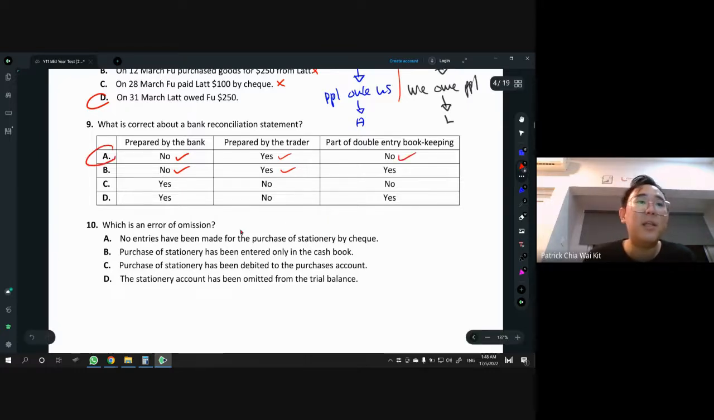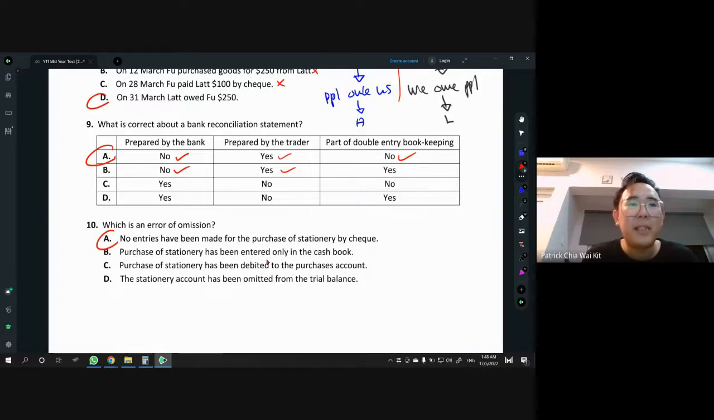Easy. Which is an error of omission? Omission means totally forgot to record the whole transaction, the whole thing is not there. So you have to go through all the answers here and see which one is where the whole thing was forgotten. No entries have been made for the purchase of stationery by check. This one is very good, A is the answer already. That means the whole thing wasn't done.